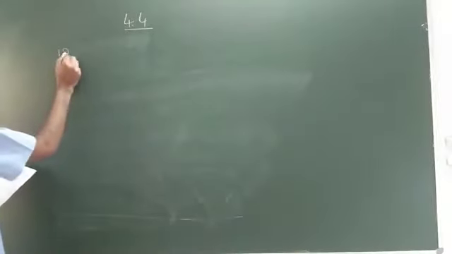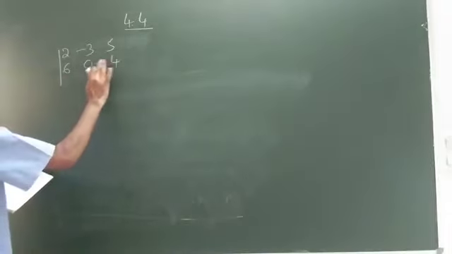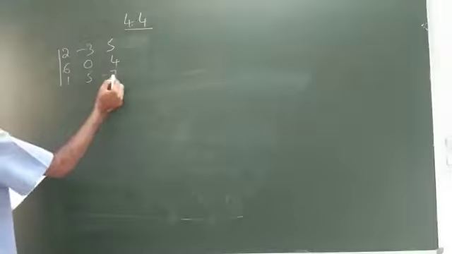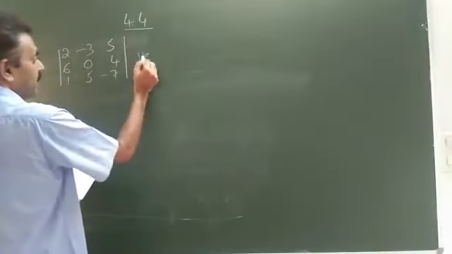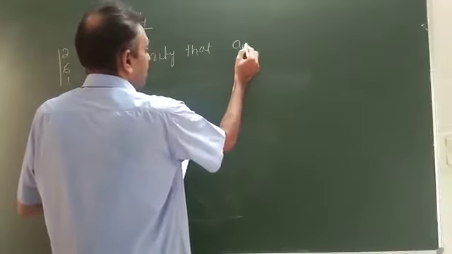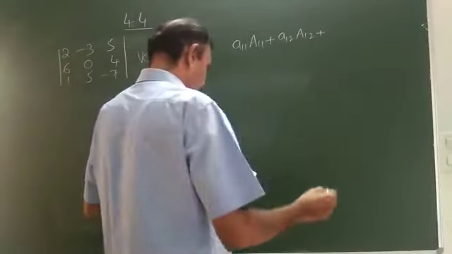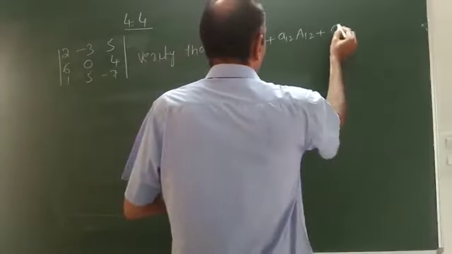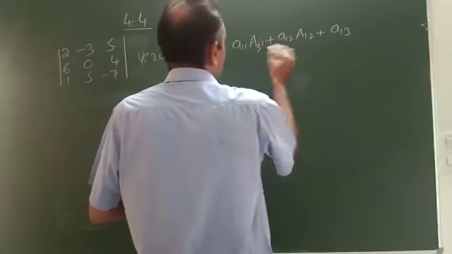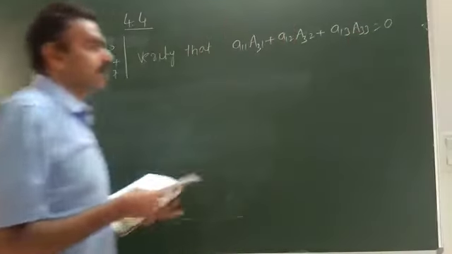Let us take up one worked example. Here the determinant is given: 2 minus 3 5, 6 0 4, and 1 5 minus 7. Verify that A11 into A31, plus A12 into A32, plus A13 into A33 is equal to 0. You have to prove that.